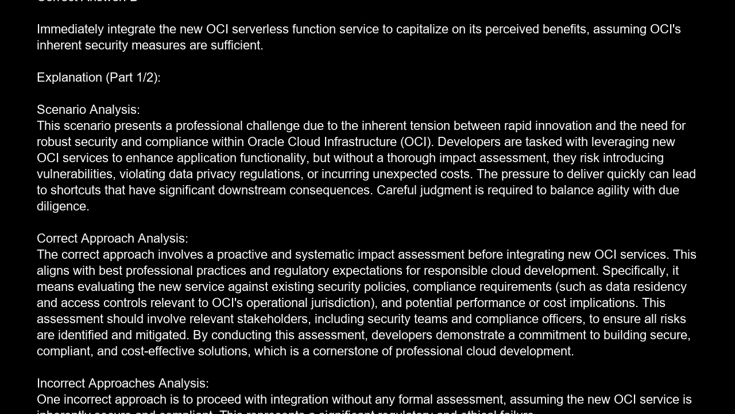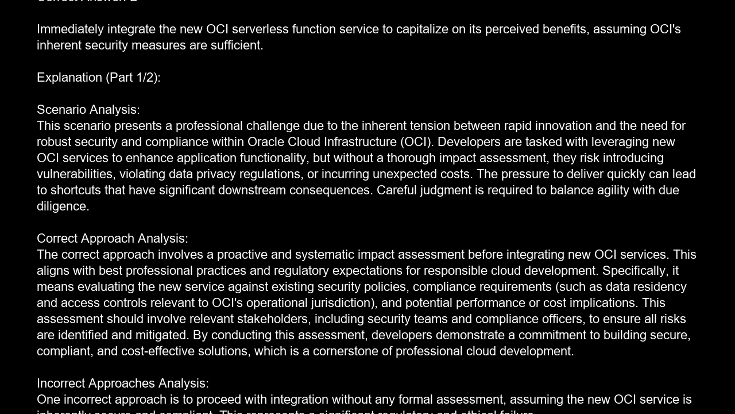Correct answer is B. Immediately integrate the new OCI serverless function service to capitalize on its perceived benefits, assuming OCI's inherent security measures are sufficient. Explanation. Scenario analysis. This scenario presents a professional challenge due to the inherent tension between rapid innovation and the need for robust security and compliance within Oracle Cloud Infrastructure, OCI.